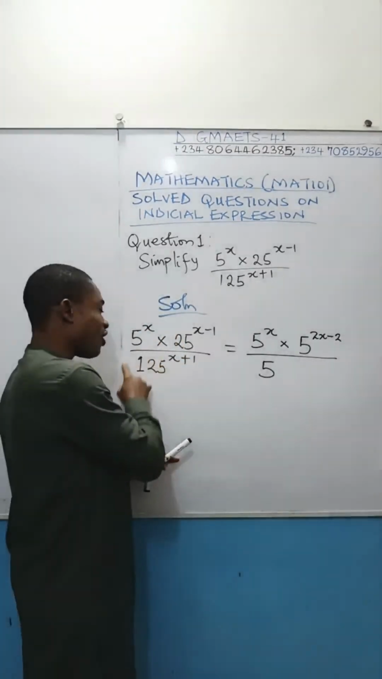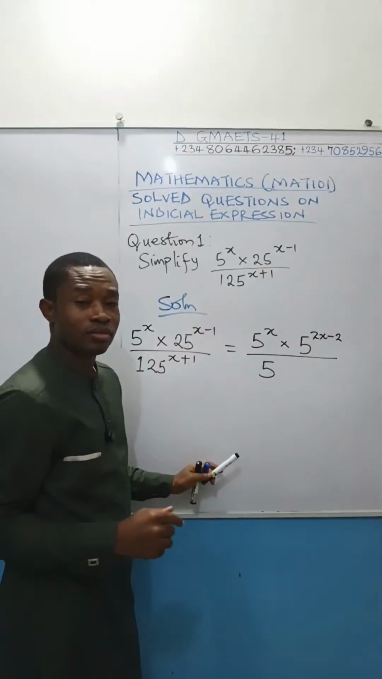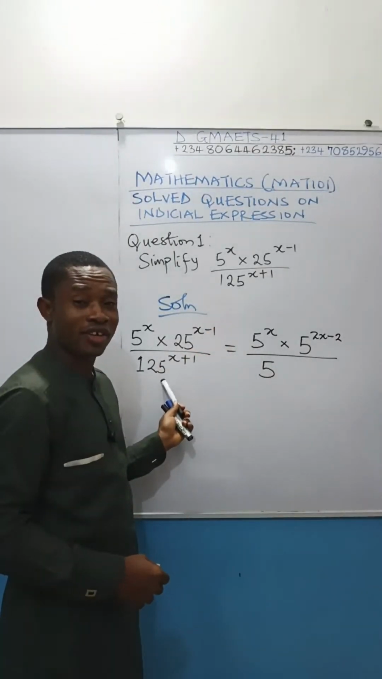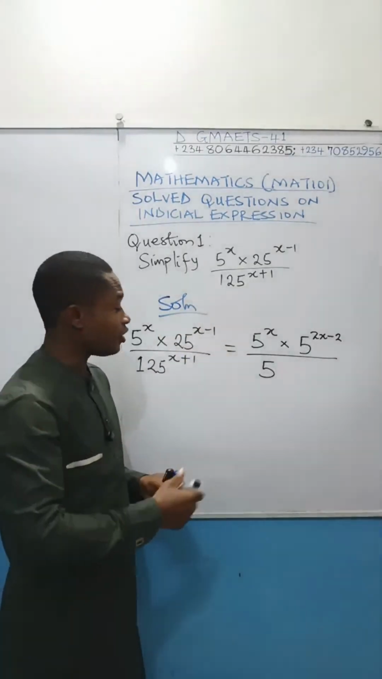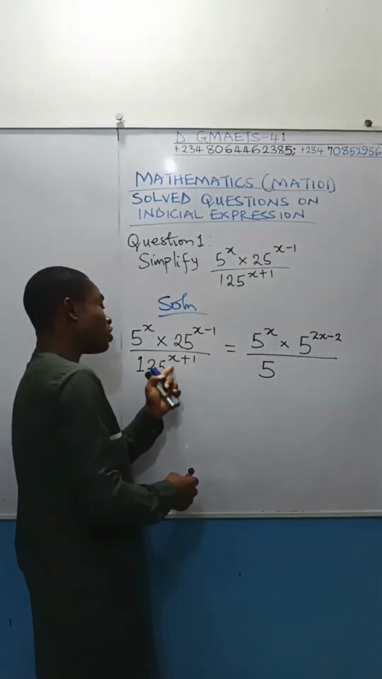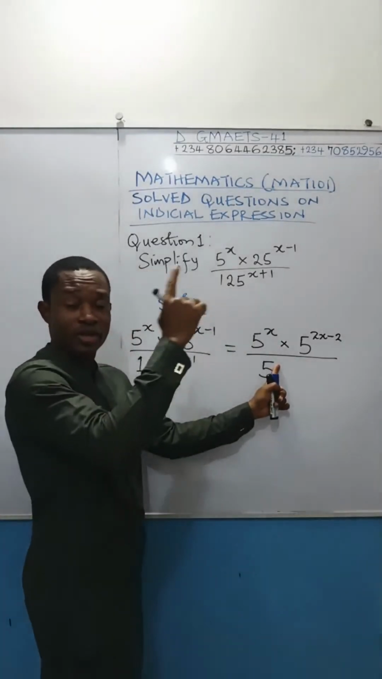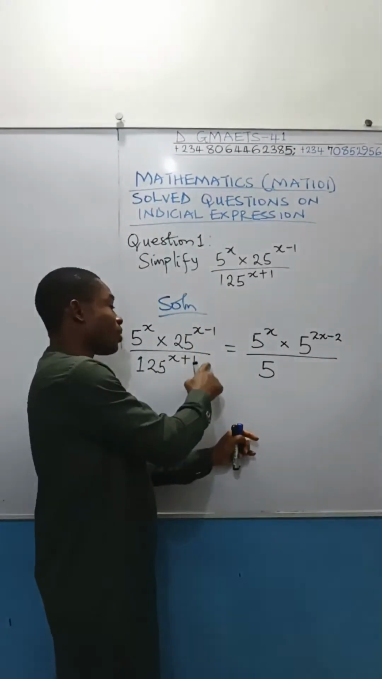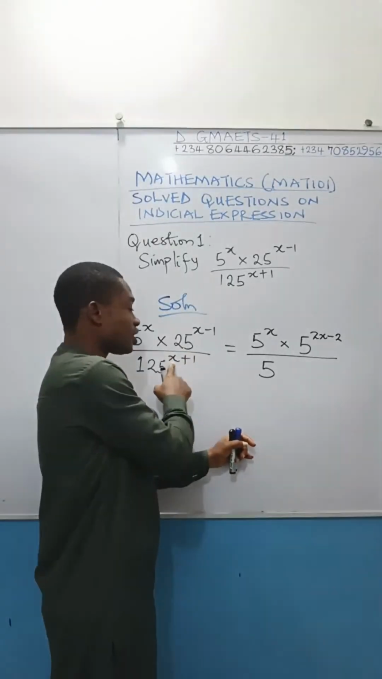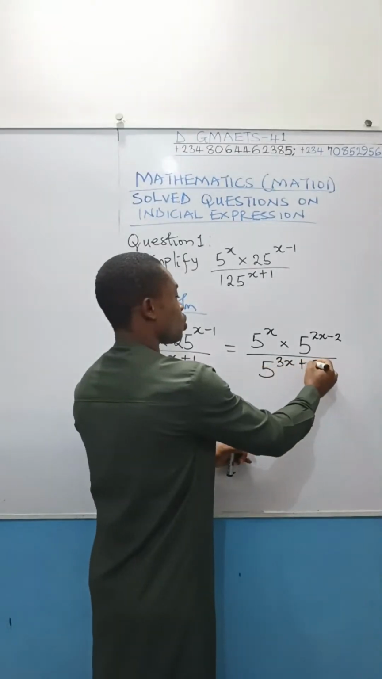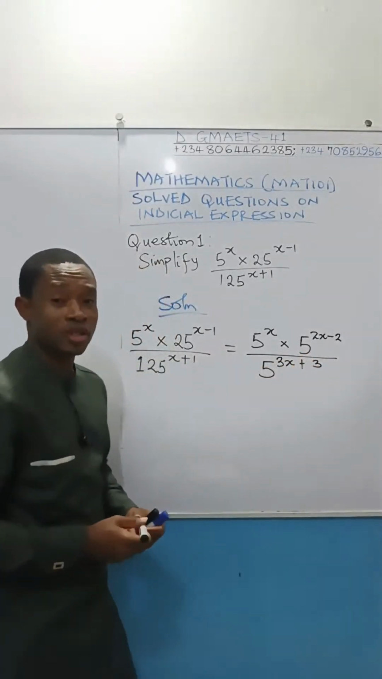So 125 is 5 raised to power 3, because 5 in 3 places, 5 times 5 times 5, will give you 125. So coming over here, if 125 is the same as 5 raised to power 3, remember you have power 3 now. That power 3 has to multiply this power x plus 1. 3 times x will give you 3x. Then plus 3 times 1 will give us what? 3. Good. I've broken this down.